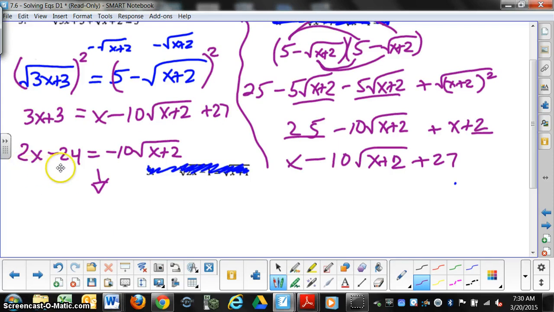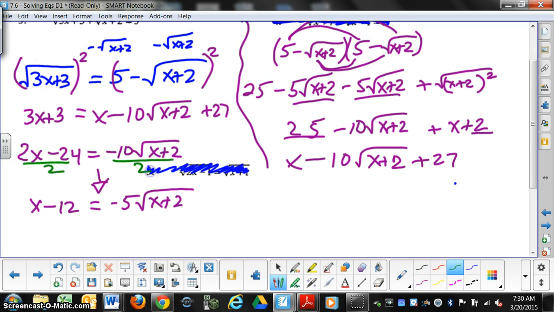So now what I'm going to do is, well, I've got a couple choices here. I see that there's a factor of 2 in here, so I'm going to factor out a 2 and divide both sides by 2. And I get x minus 12. Now if I divide this side by 2, I divided this side by 2, so that gets me negative 5 times the square root of x plus 2, and I'll go ahead and show it. Divide by 2, divide by 2. Okay, remember the Hart method, dividing by a monomial. Good.